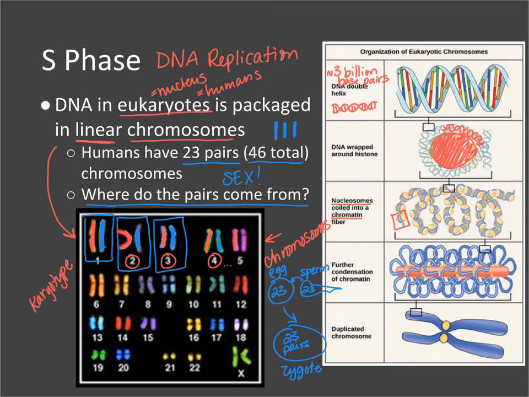Now it's important to note that these paired chromosomes are not identical to each other. They're similar in the type of information that they carry, but they are not identical. And we'll talk about that more when we get to mitosis and meiosis.